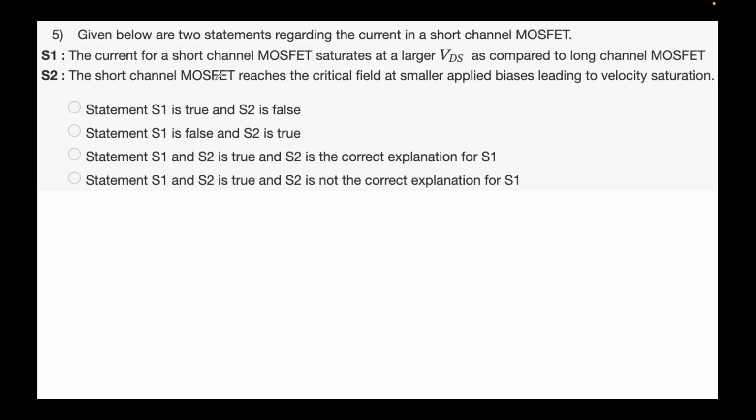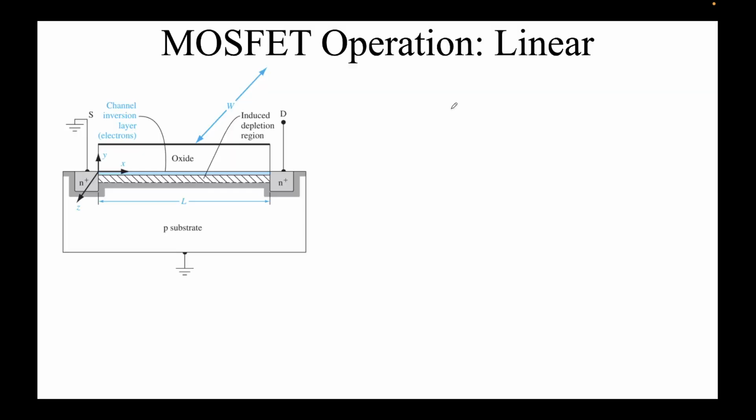So it asks, statement one says current for a short channel MOSFET saturates at a larger VDS, right? So essentially we are talking about VDS sat here, comparing VDS sat of short channel and long channel. Secondly, they're talking about the critical field, what is critical field, and how it is related to velocity saturation, that we'll try to see in this problem.